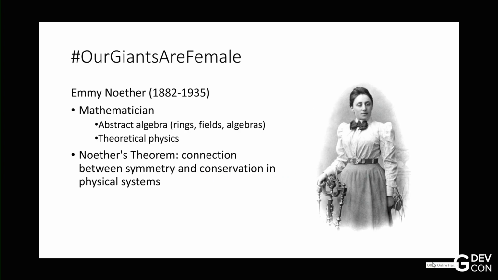First, I want to talk about our giants are female. I want to talk about Emmy Noether. Emmy Noether was a mathematician around the turn of the 20th century. She made a lot of contributions to fields like abstract algebra. She did a lot of development around some of the basic structures we know today as rings, fields, and algebras. But she also made contributions to theoretical physics, and in particular what's called Noether's Theorem, which is this really neat result that anytime you have some sort of physical system symmetry or some kind of conservation, there's a correspondence between those two.